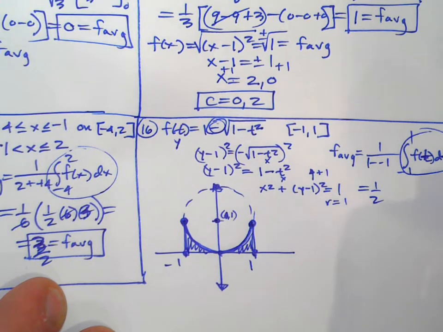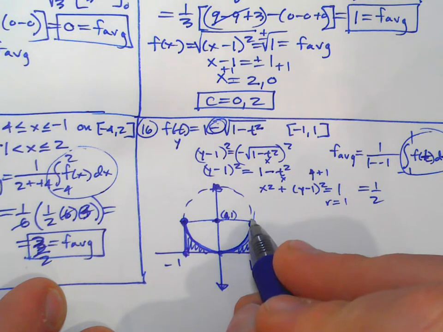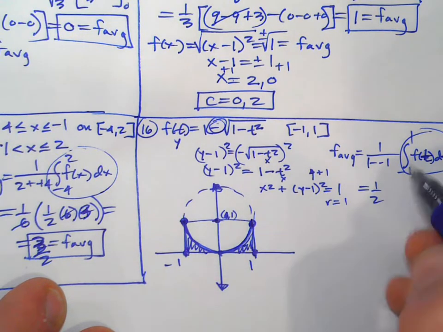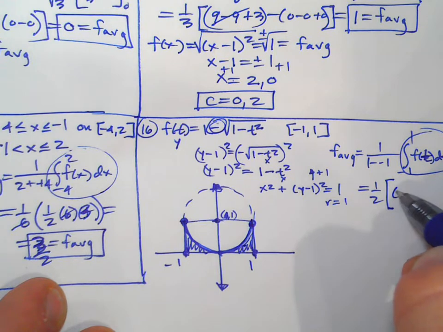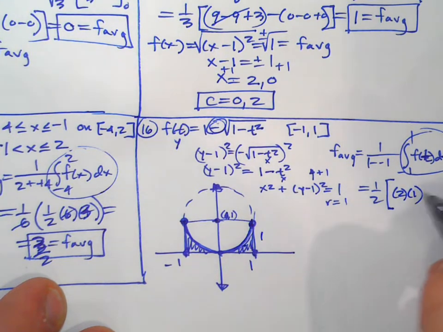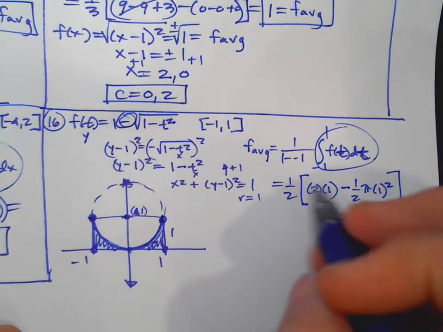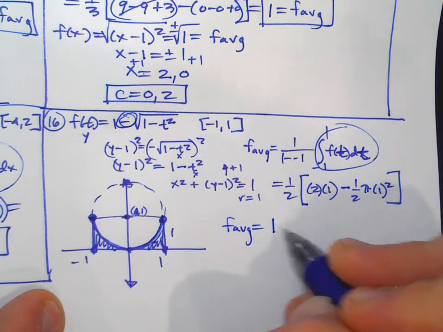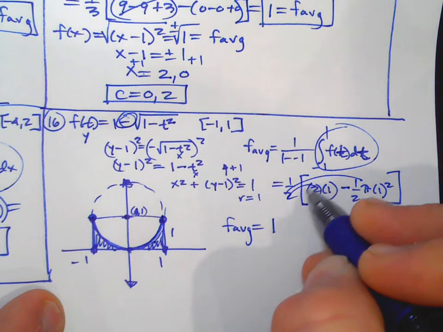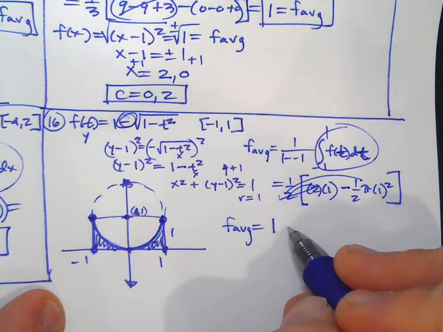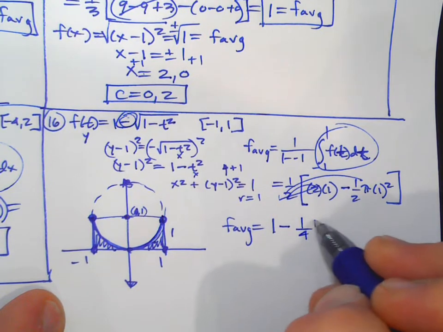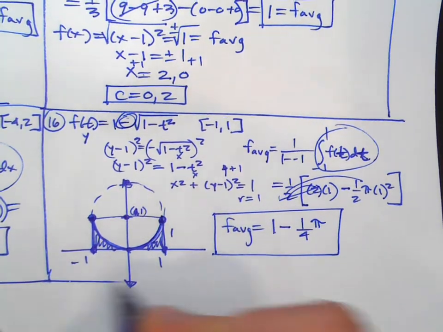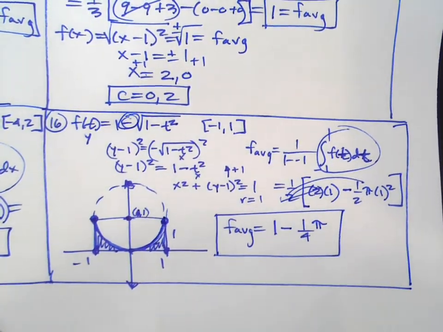And then this area right here, I guess our strategy could be rectangle minus half the circle gives you what's left. So the rectangle is base times height minus half a circle, 1/2 pi r squared. So it is going to be 1, and the half and the 2 cancel each other out, minus 1/4 pi. So that's it. That's the answer.